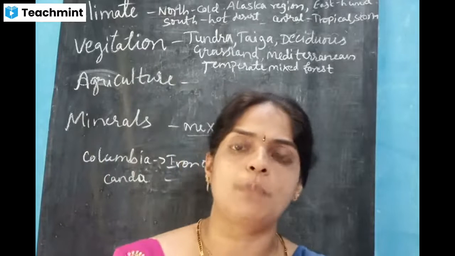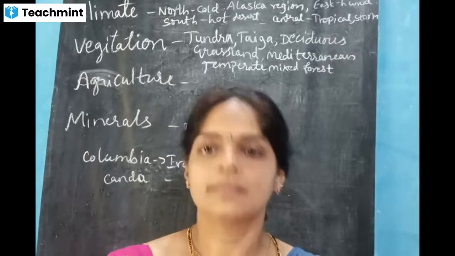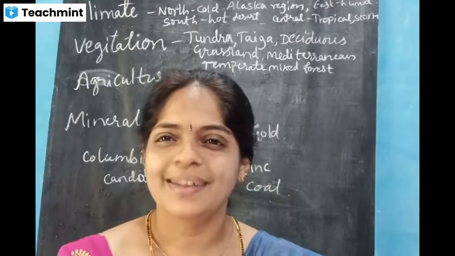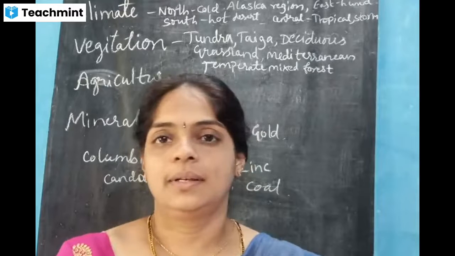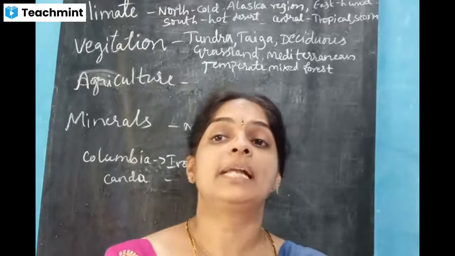Okay, which type of crops are they growing? Oats, cotton, tobacco, wheat, sugar, potato, orange, grapes, sugar cane. Good.